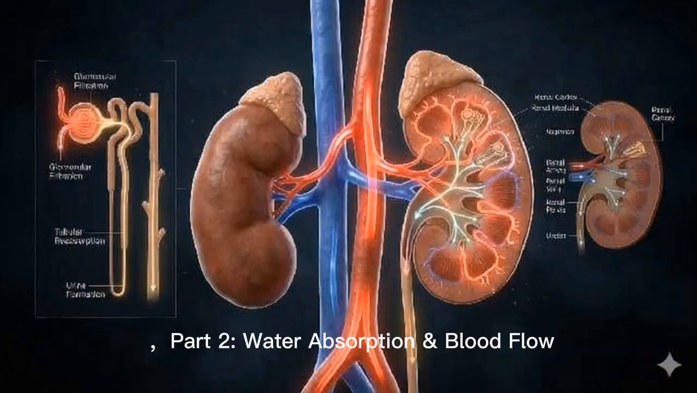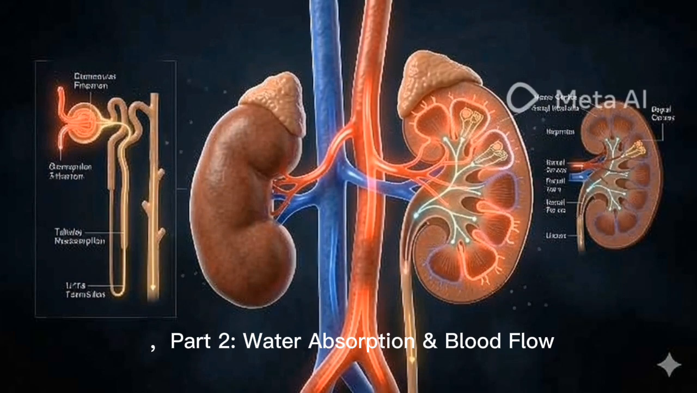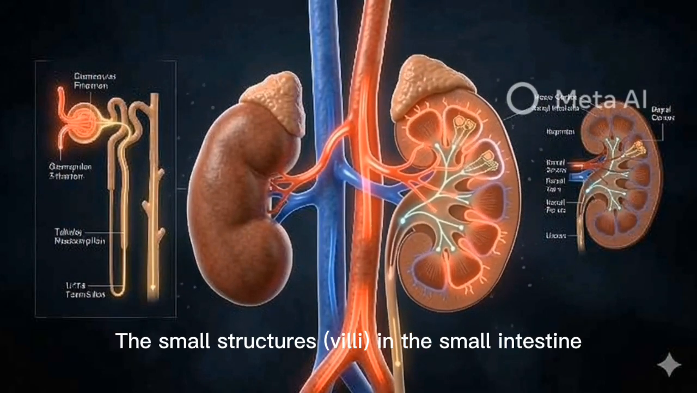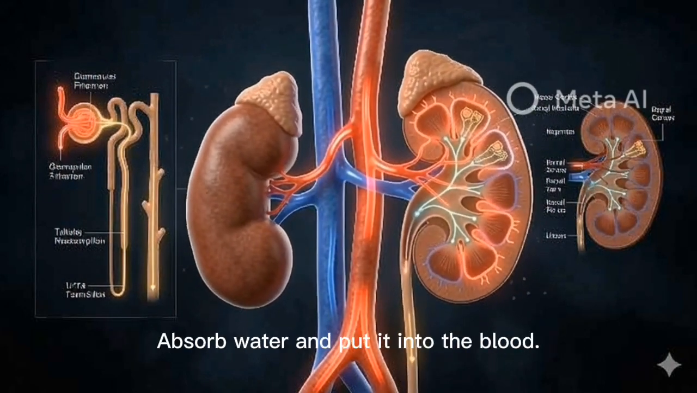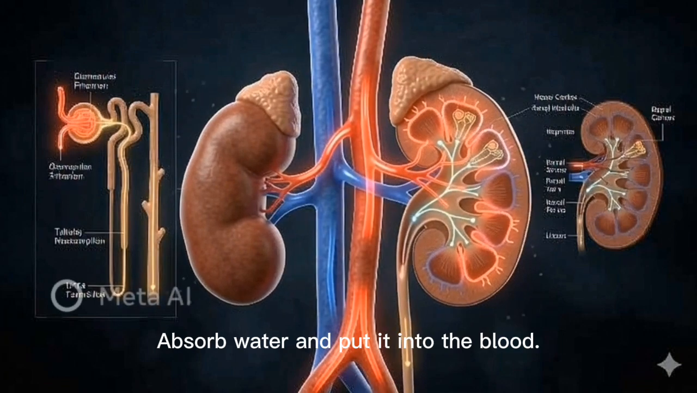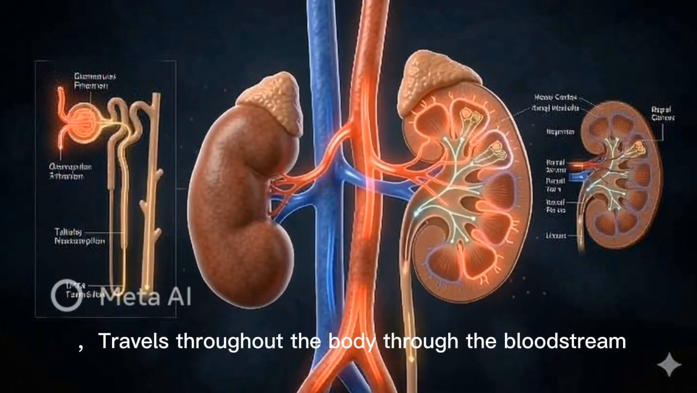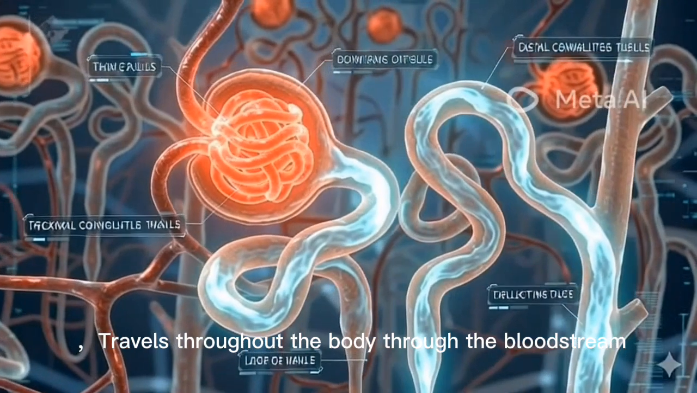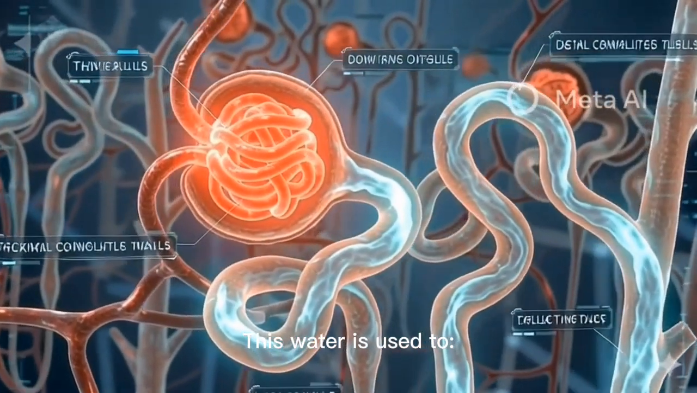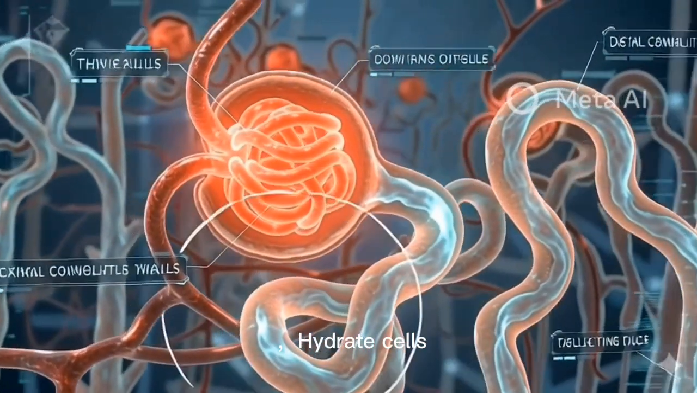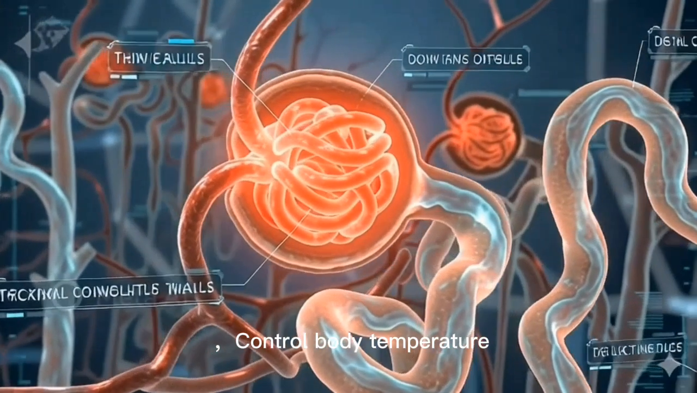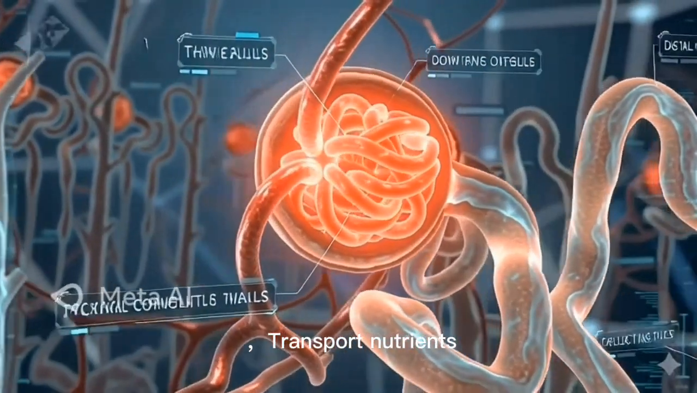Part 2. Water absorption and blood flow. The small structures called villi in the small intestine absorb water and put it into the blood. Now this water travels throughout the body through the bloodstream. This water is used to hydrate cells, control body temperature, and transport nutrients.